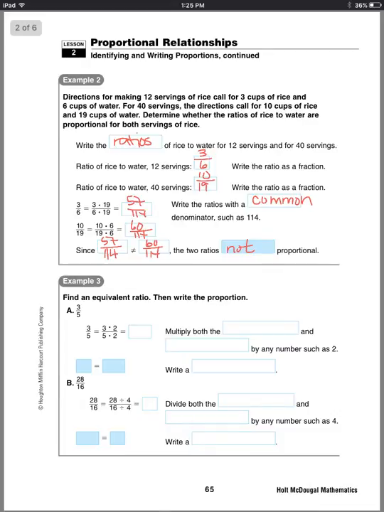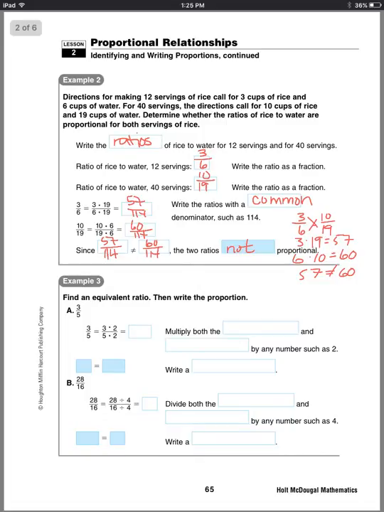You could do this, though, the same way we did before. You could do 3/6 equals 10/19, and you could multiply this way, okay? 3 times 19 equals 57, and 6 times 10 equals 60, and because 57 does not equal 60, they are not proportional. They're just giving you a bunch of different ways to solve a problem to make sure that you have a way that makes sense. Find an equivalent ratio, then write the proportion.